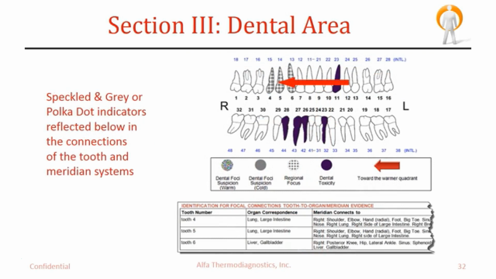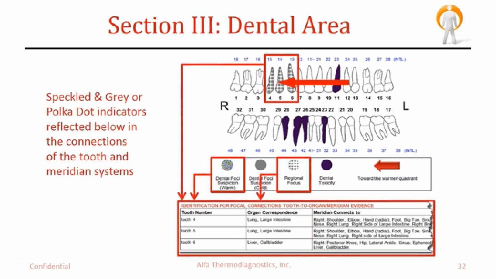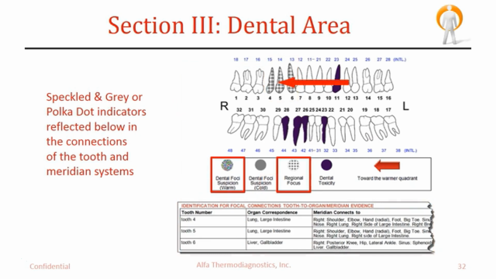You'll always see either the speckled or the dotted indicators being reflected down here in the connections of the tooth and meridian systems. And it's very important if you have a disorder like this. Look, here tooth 4, 5, and 6. Here's 4, 5, and 6. So this will reflect either the speckled or these dotted teeth. And here we have lung, large intestine, liver. Here we have exactly where we're concerned.